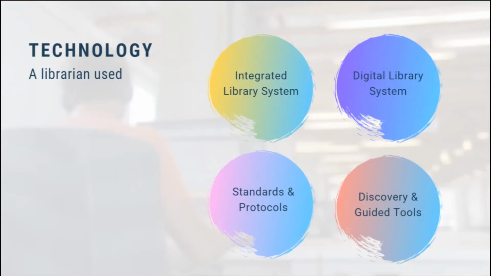What technology does a librarian or information manager use? The very first thing is the library management system, nowadays known as the integrated library system or integrated library management system. The second most important technology is the digital library system or the digital library management system. Then we have standards and protocols, and also the discovery and guide tools. Now let's check in detail.